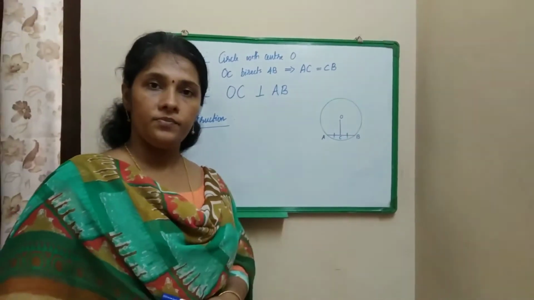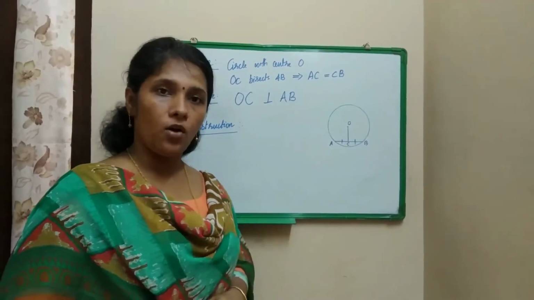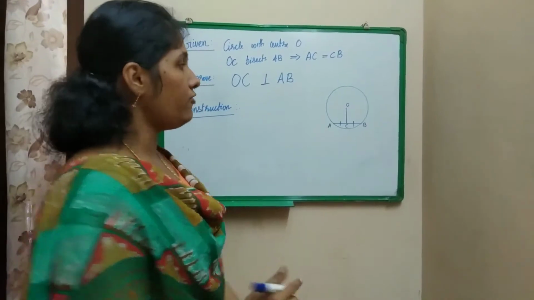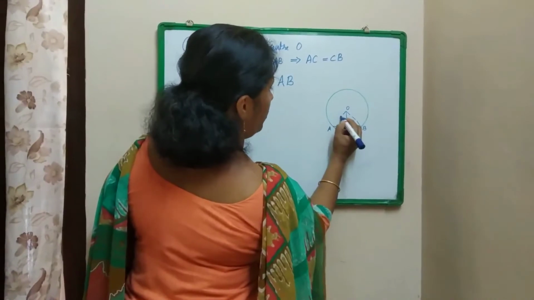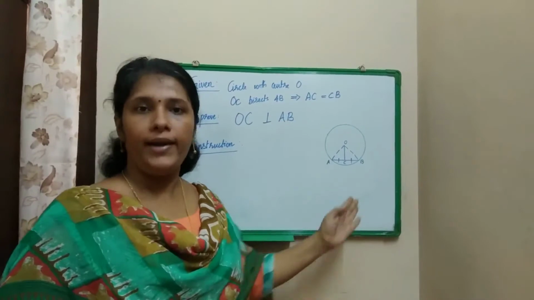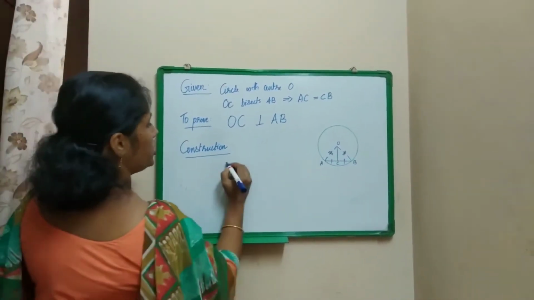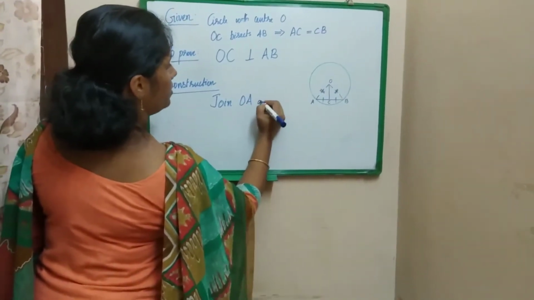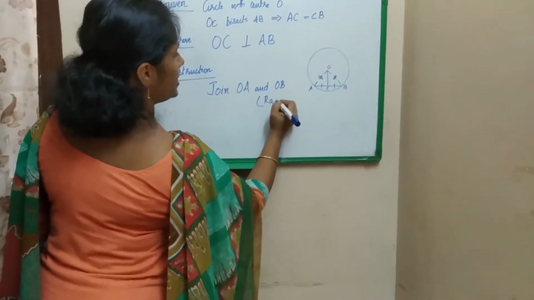Look at the figure. What can we construct here? O is the center. AB is the chord. A and B are some points on the circle. So if I join OB and OA, you can identify that OA and OB are the radius of the circle. So they will be equal. So construction means join OA and OB. These are the radius of the circle.